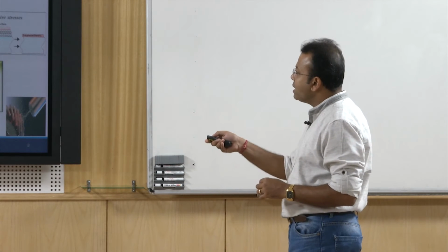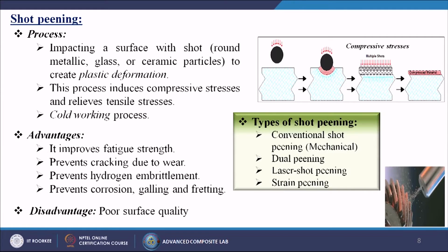So, impacting a surface with short round metallic, glass or ceramic particles, this is the figure of those particles or balls, to create plastic deformation on the material surface. The process induces compressive stresses and relieves tensile stress. It is a cold working process, generally done at room temperature, we are not going to use any kind of temperature or heating arrangement over there.